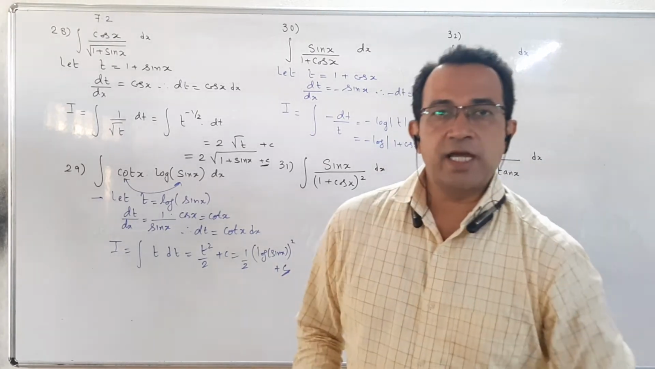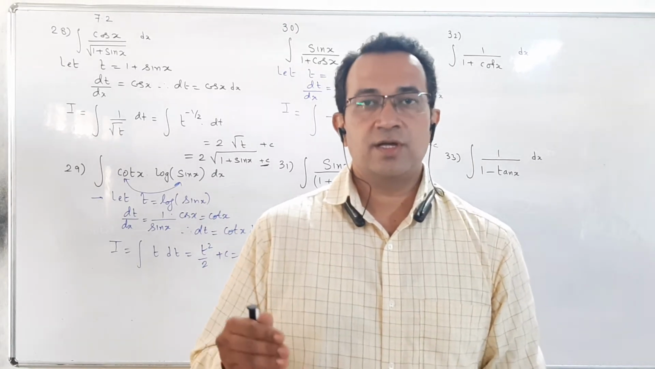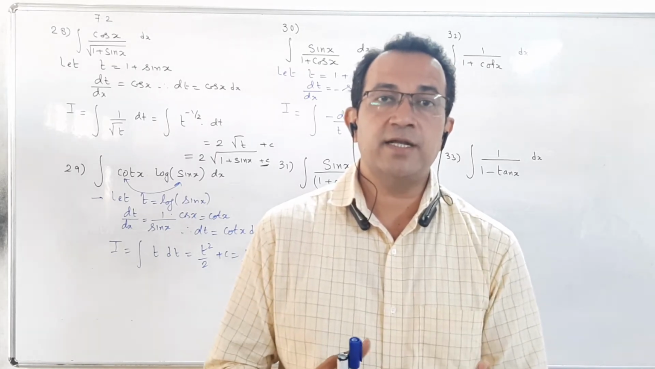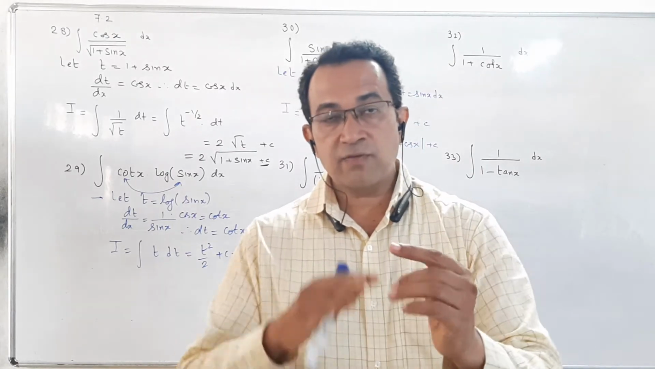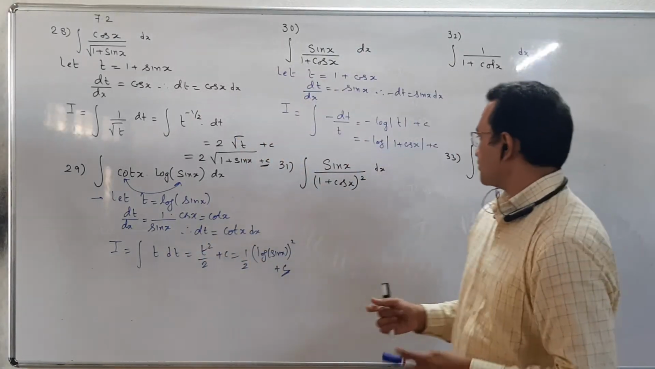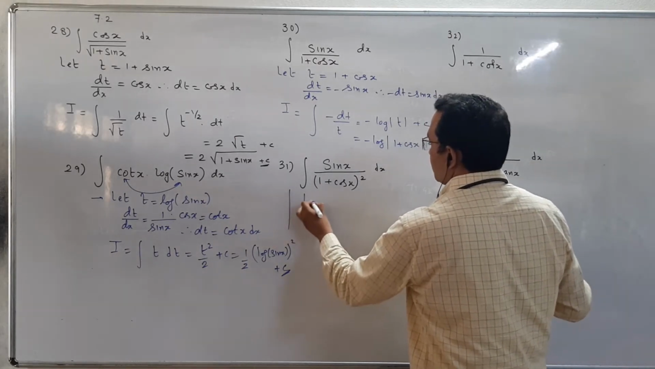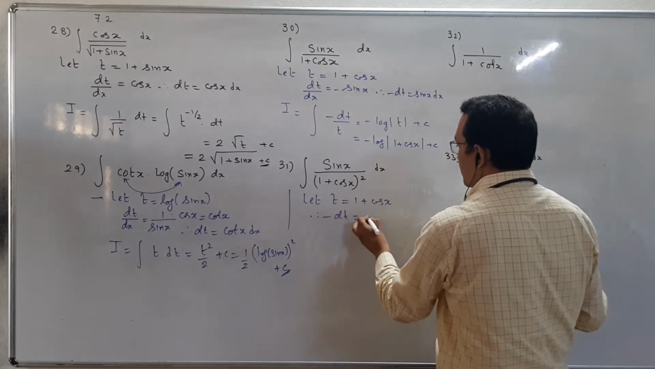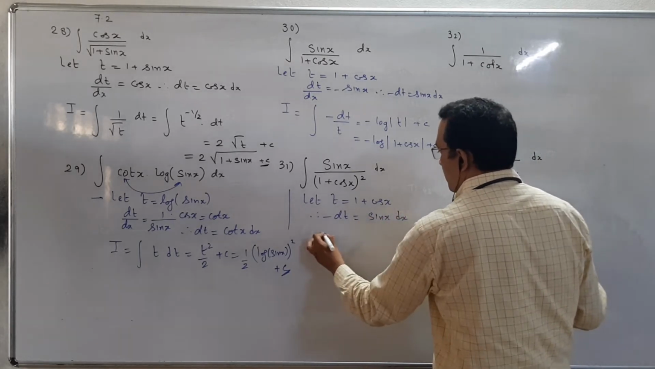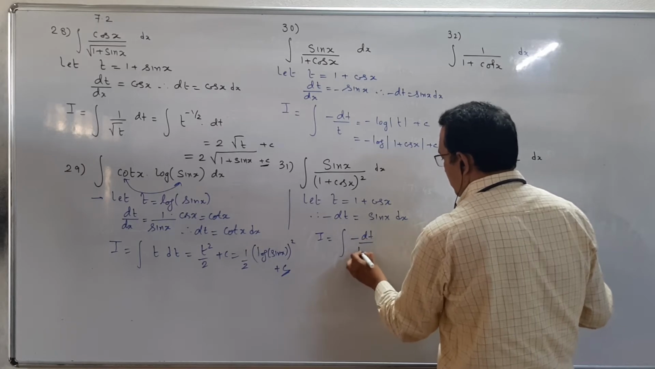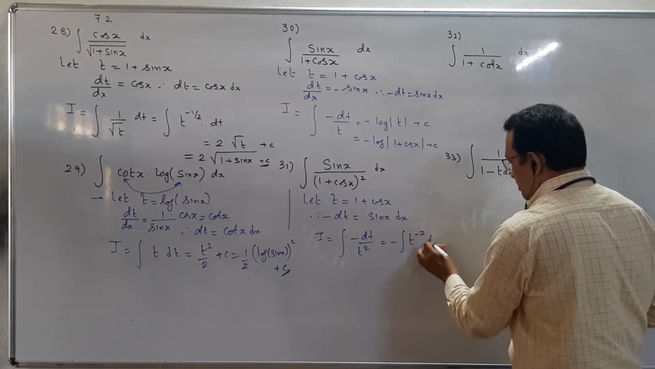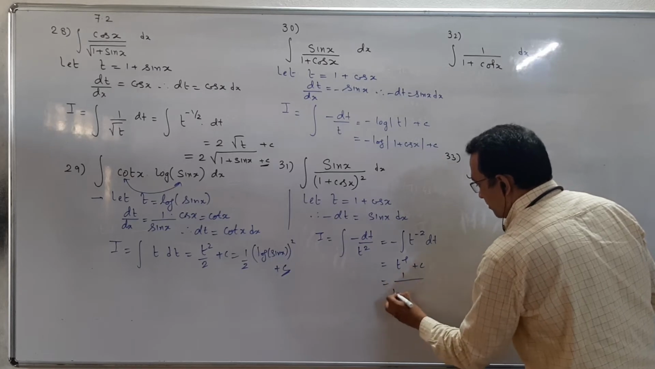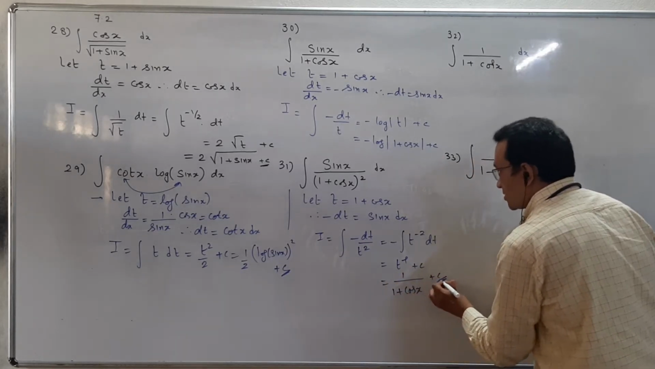In an integrand of sin and cos, generally we suppose the term which is in the denominator. Generally, the derivative of cos is in terms of sin, and the derivative of sin is in terms of cos. But the derivative of cos has a negative sign, that we cannot forget. Same way here, if I suppose t is equal to 1 plus cos x, I am writing directly minus dt is sin x dx. So the value of the integral is minus dt upon t square. So minus of t raised to minus 2 dt. So the integration is t inverse upon minus, and minus minus becomes plus. So 1 upon 1 plus cos x plus c is our answer.